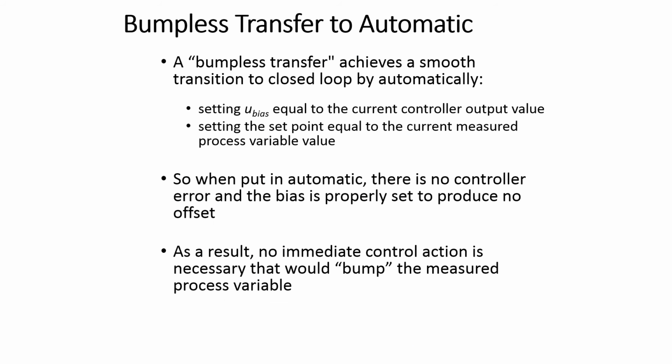In order to achieve bumpless transfer, you want U bias equal to the controller's current output when you turn the controller on. If you're programming your own PID controller, you want to make sure that you put in some logic there, or be able to initialize this U bias value, so that you don't have a bump right when you turn on the controller.